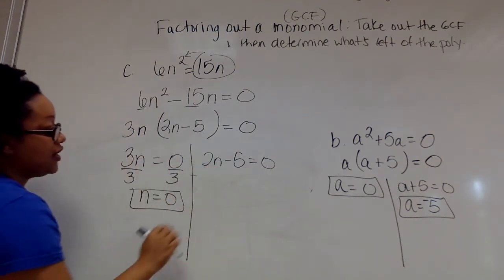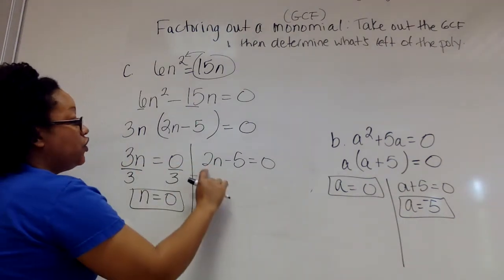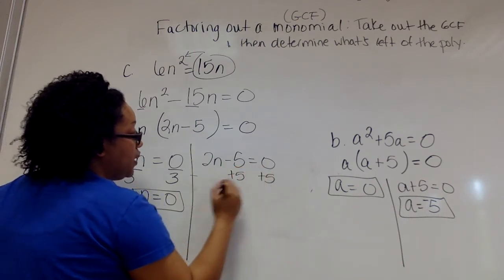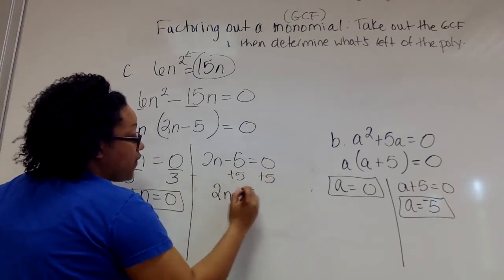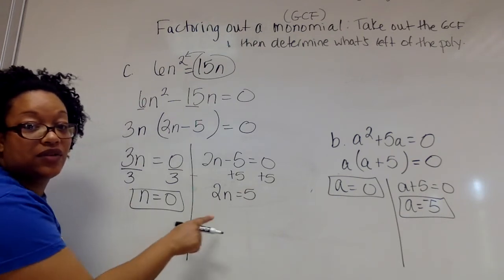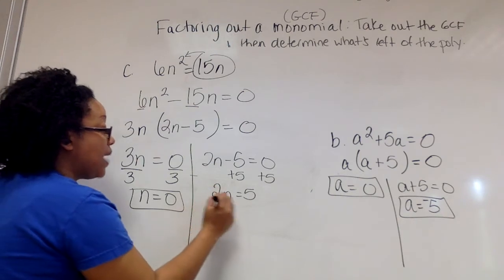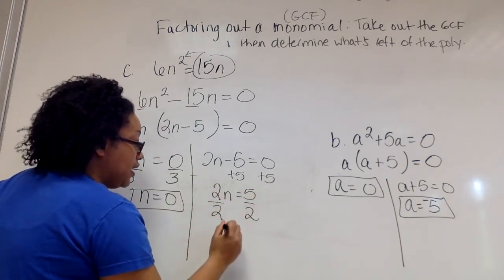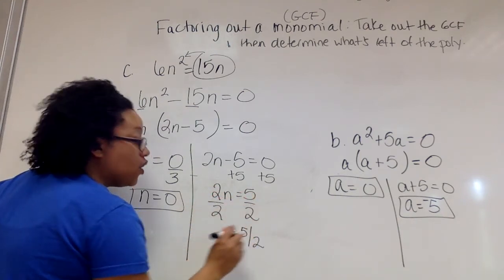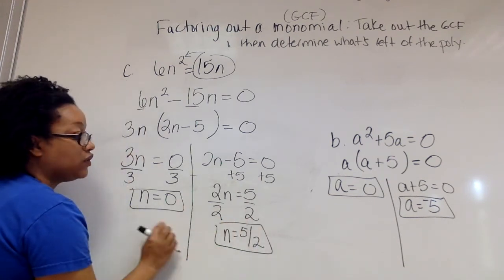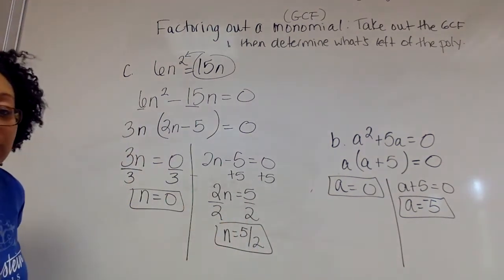Let's do the other side. Now we got a little work to do. 2n minus 5. Let's move the 5 over. 2n equals 5. Y'all see what I just did? This is from quarter 1. This is from September. Divide both sides by 2. N equals 5 halves. Oh, it's a fraction. Get over it. Box the answer. Here are your two solutions. Here are your two roots.